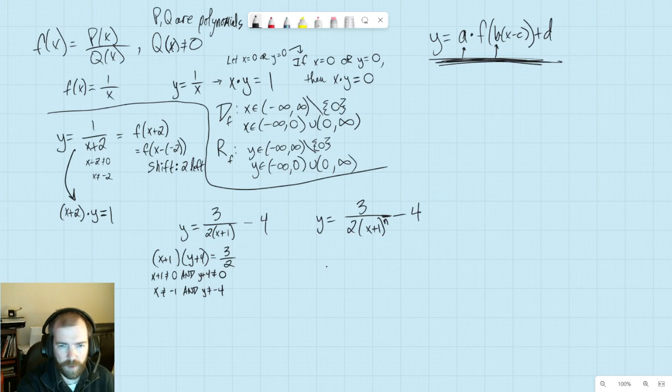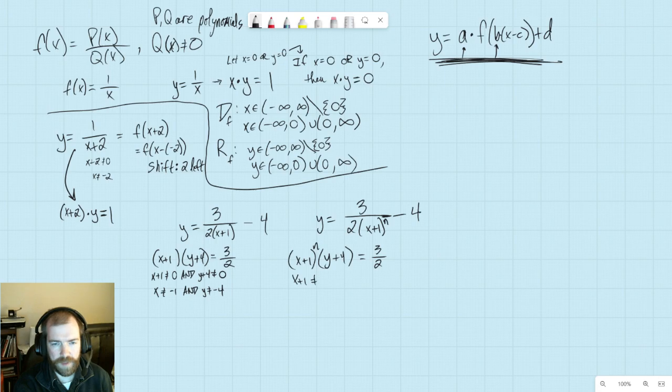So we still end up with our y plus 4 over here, and then also multiply by (x plus 1) to the n, and then we get this equal to 3/2. And again, x plus 1 can't be 0, and y plus 4 can't be 0. I can't do a comma because that means or. I know, not strictly, but still.